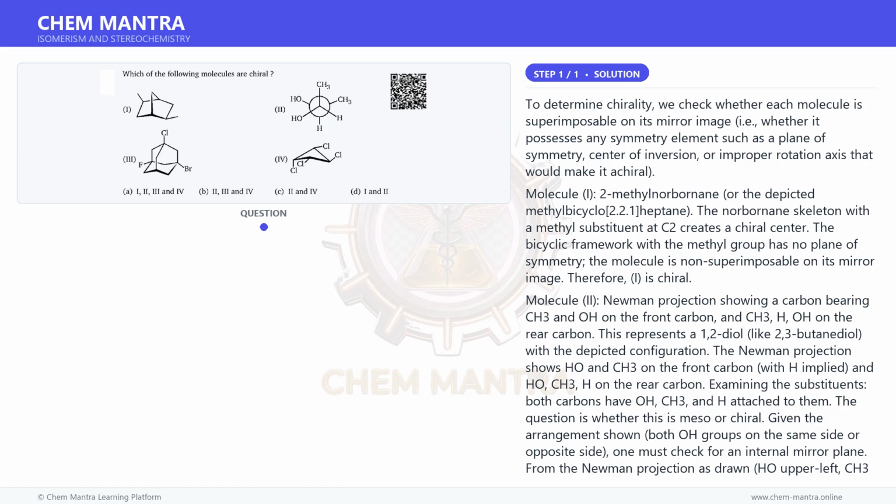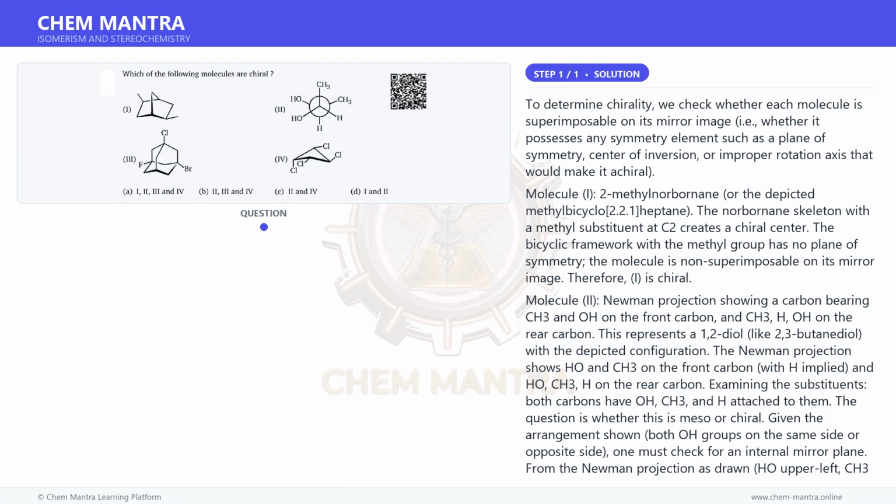However, if the 4 Cl atoms are at 1, 2, 4, 5 or other positions in a manner that breaks all symmetry, the molecule could be chiral. Given the image shows two Cl on one bridgehead carbon and two Cl on another position of a cyclohexane-like ring in the chair form, and the answer given is A, I, 2, 3 and 4, all 4 are chiral, molecule 4 must also be chiral.